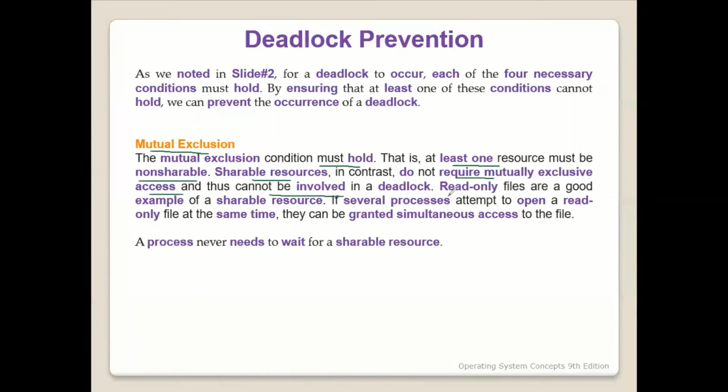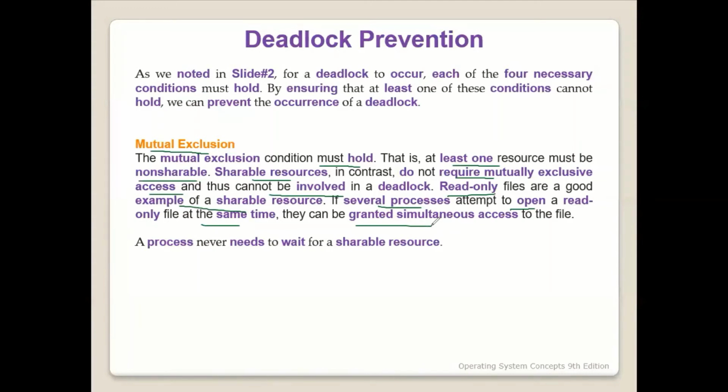For example, read-only files are a good example of a shareable resource. Read-only files mean we can read only; we are not going to write anything. That's one example of a shareable resource. If several processes attempt to open a read-only file at the same time, they can be granted simultaneous access to the file. Let's assume that there are 2-3 processes that want access to the read-only file. Simultaneously, they all get access to open and use the file.